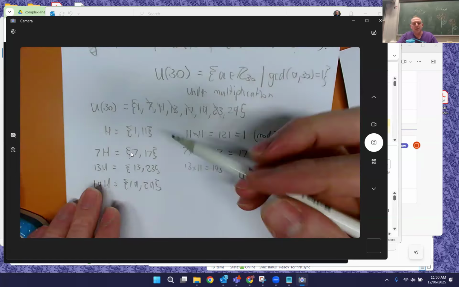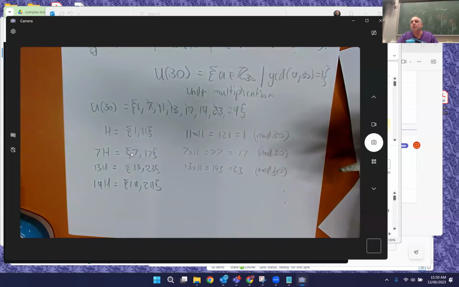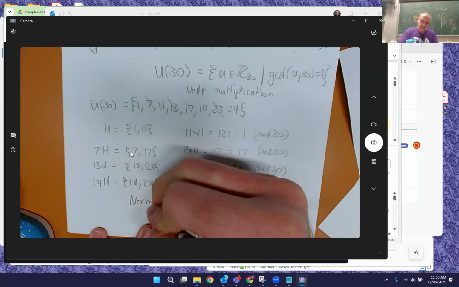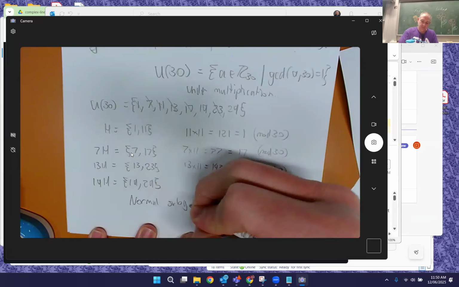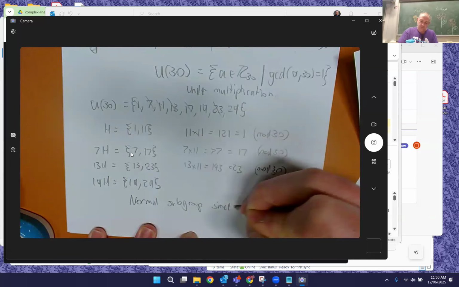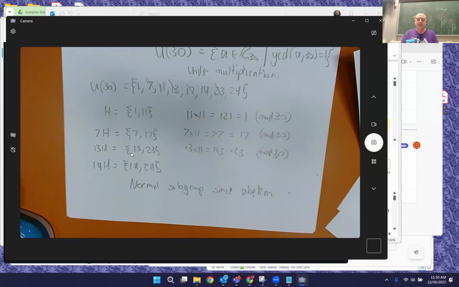So just a second. So just to check, I wonder if this is a normal subgroup. It is, because this is an abelian group. So it's automatically normal. Okay, good. Excellent. Okay, so abelian groups automatically, all of their subgroups are normal. Okay. Cool.